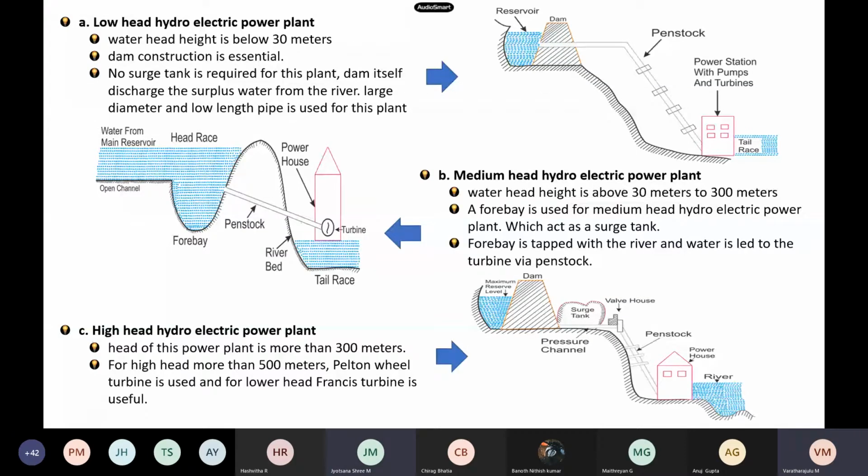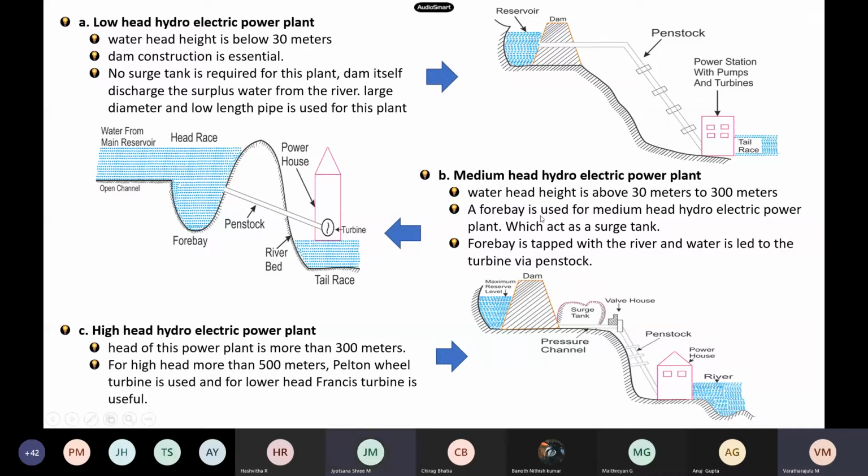There are three different types of hydroelectric power plants available. One is low head, the second is medium head, and the third is high head. When the height is below 30 meters, it is classified as low head. For this type of low head hydroelectric power plant, dam construction is essential, and there won't be any need for a surge tank, because the dam itself has a discharge provision for surplus water. Therefore, there is no question of sudden stoppage of water at the power plant, so there is no need to provide a surge tank at the low head hydroelectric power plant.